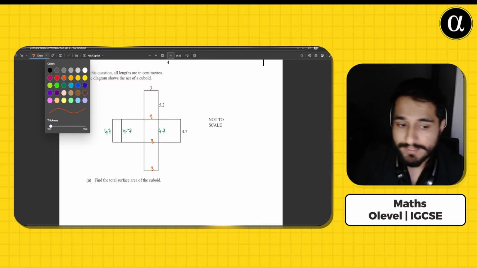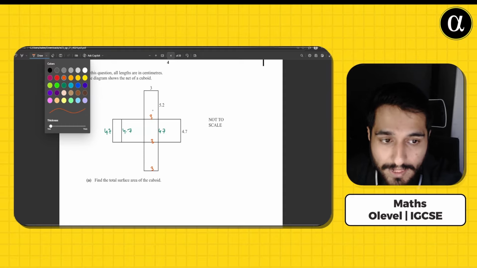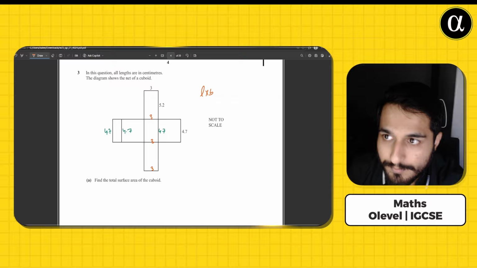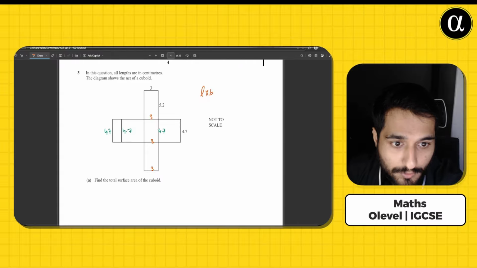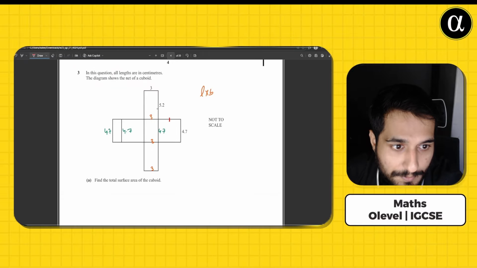Now why are we finding this? Because we need to find the surface area of all these shapes, and then we need to add these. These are basically rectangles, and rectangles are L into B, length into breadth. That means all the rectangles are supposed to be multiplied with the 2 dimensions of itself. So for that, we're trying to find all the dimensions, right? Now what is this length going to be? This length is going to be the same as this length.